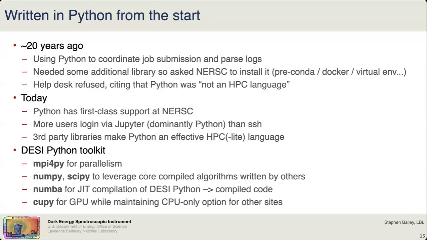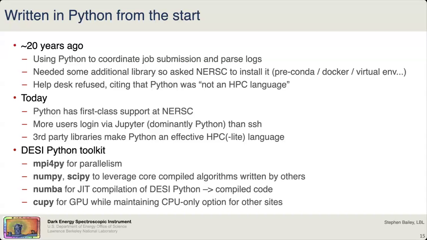And so, part of that constructively squeaky wheel, we kept using Python anyway. And over the years, fast forward, Python now has first-class support at NERSC. It's great. More users are logging in via Jupyter, which is dominantly Python, than SSH. And third-party libraries have caught up to make Python a very effective HPC-light language.